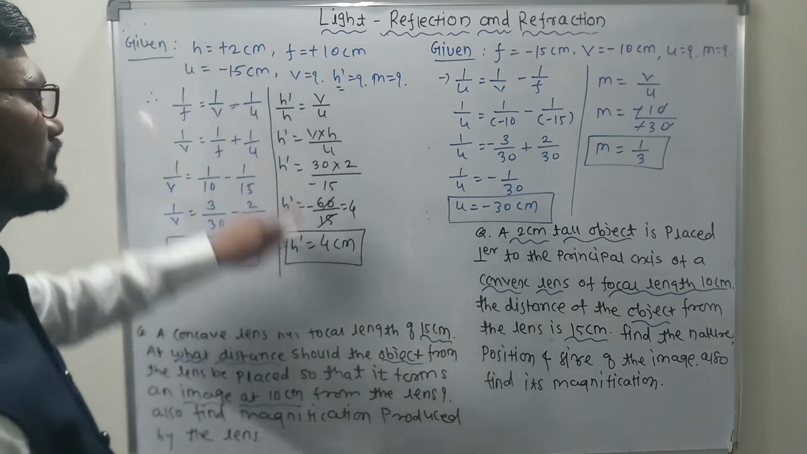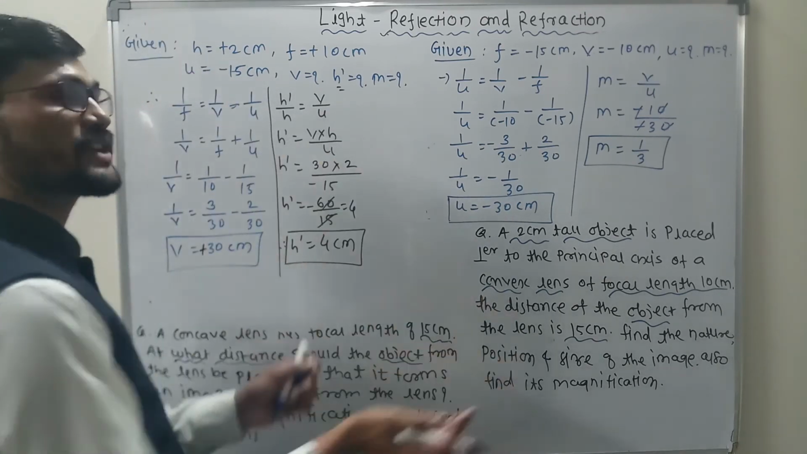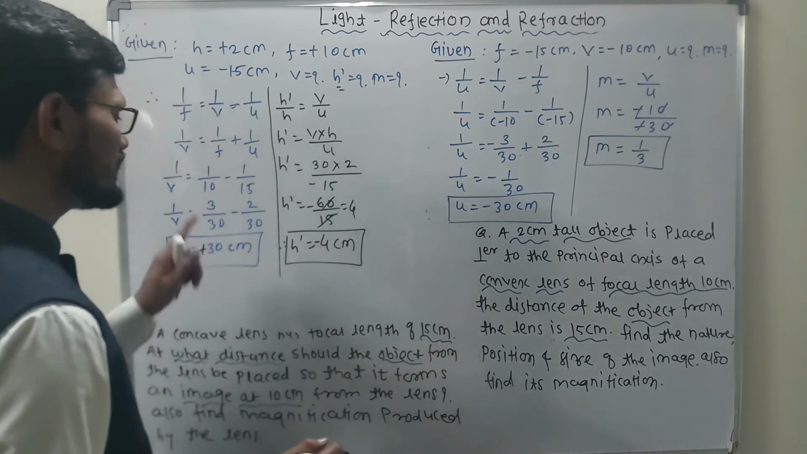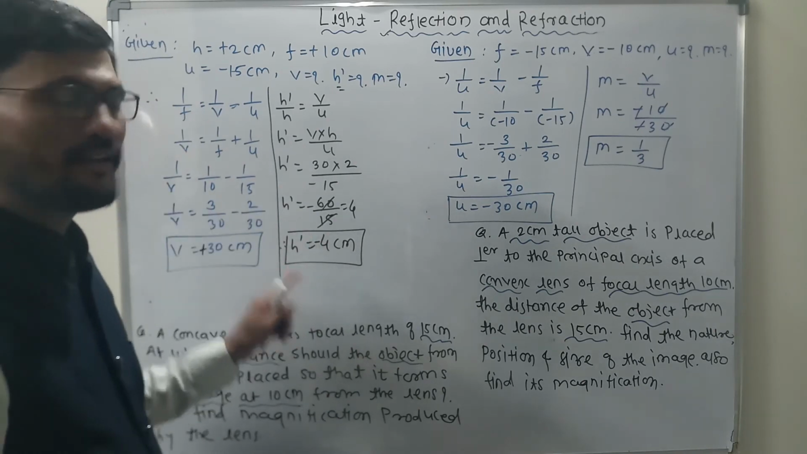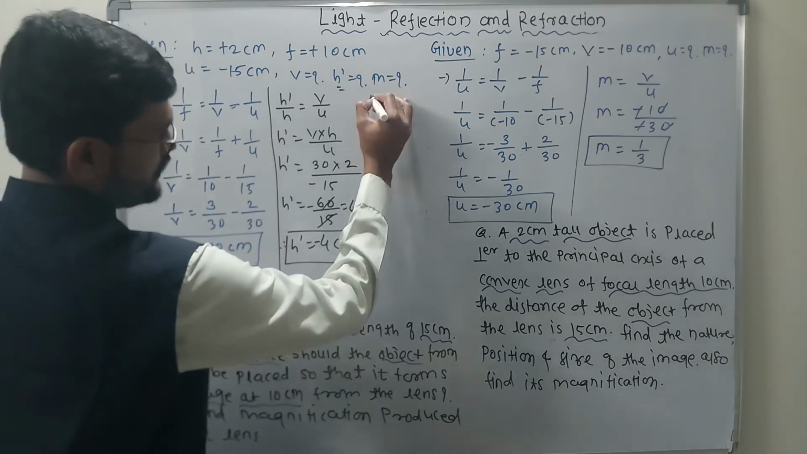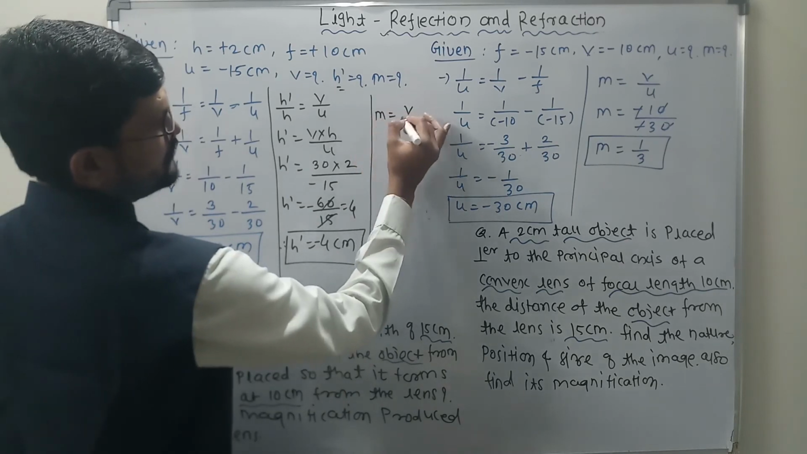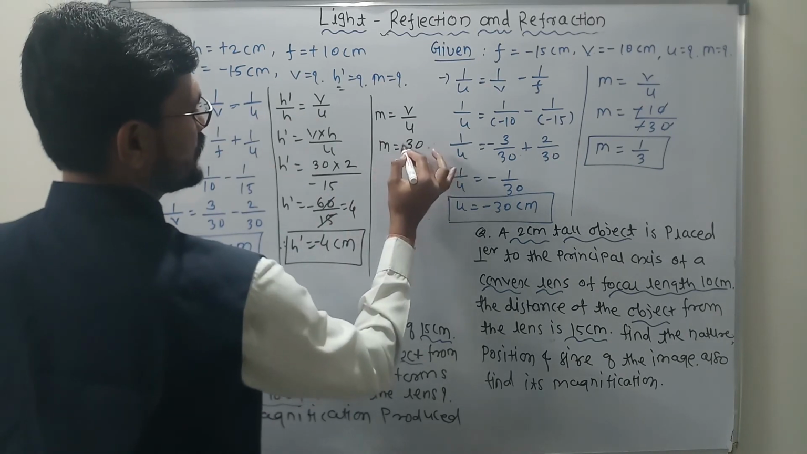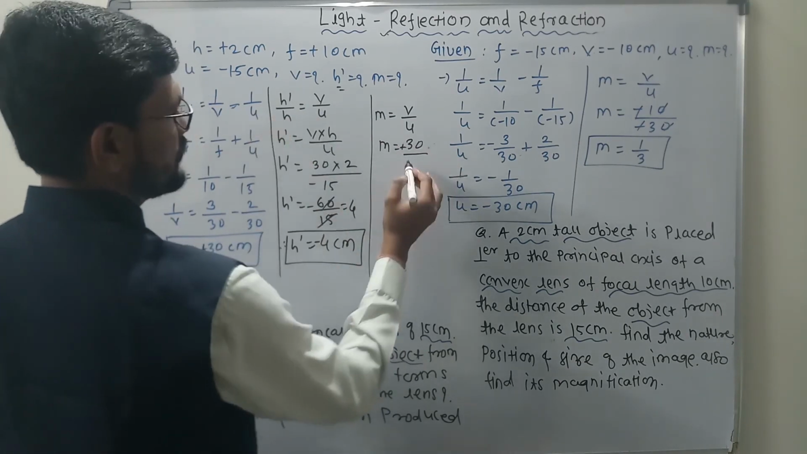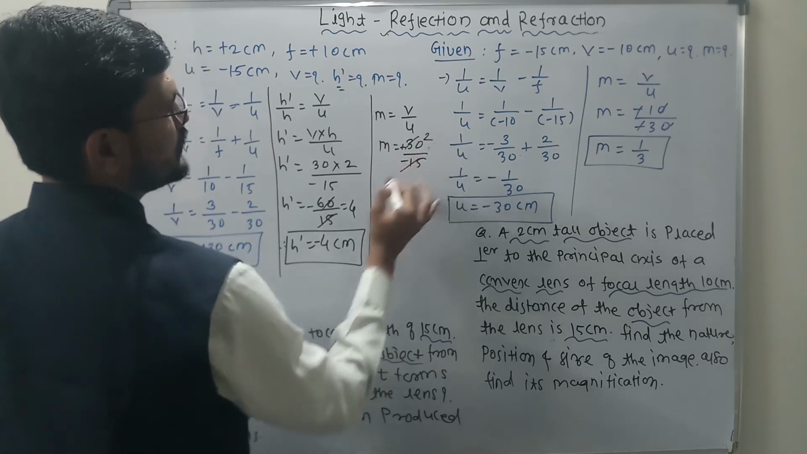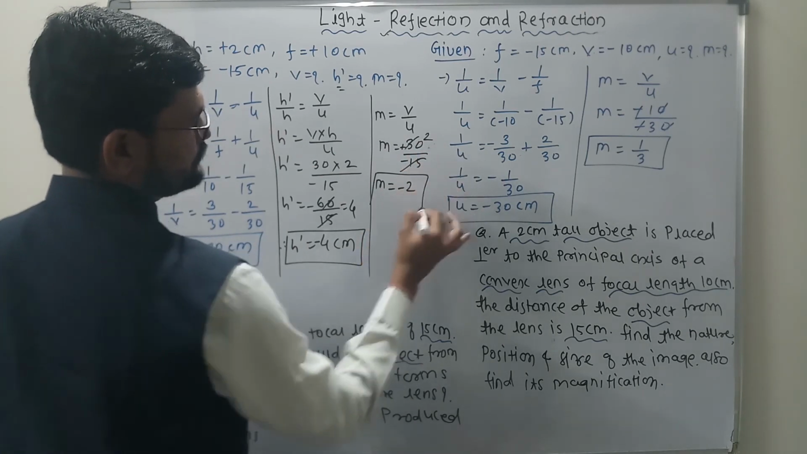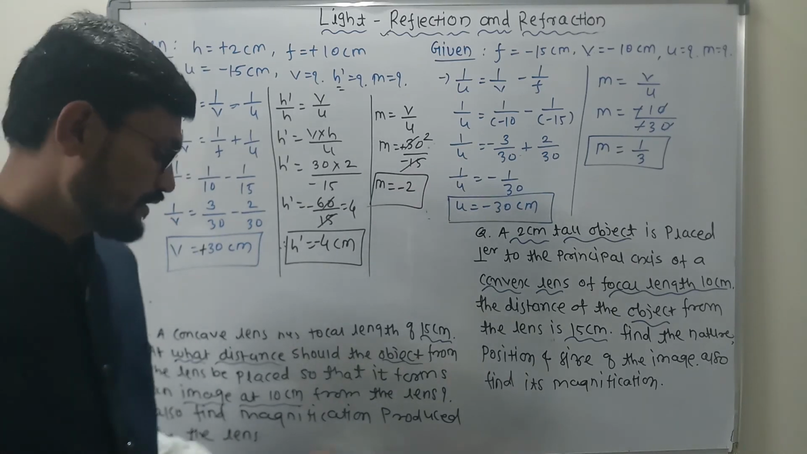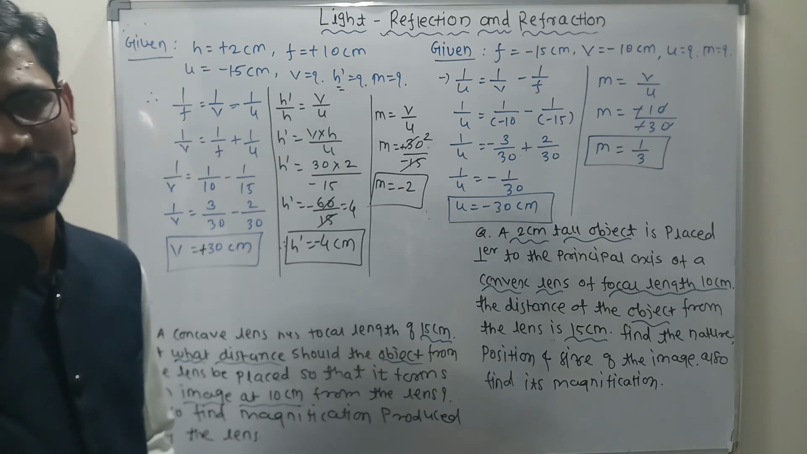Clear, this was 2 centimeter, this is 4 centimeter, which means the size of the image has become bigger, and the sign is minus, which means the image is obviously real, inverted and enlarged. Now the last one is magnification. So how do we find magnification? m is equal to v by u. How much is v? v is equal to plus 30, and u is minus 15. So m is equal to minus 2. Clear? So these examples are very very simple, but we need to do a lot of practice related to that. Clear?